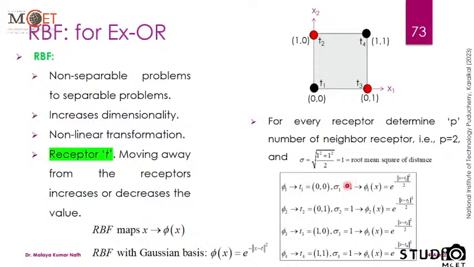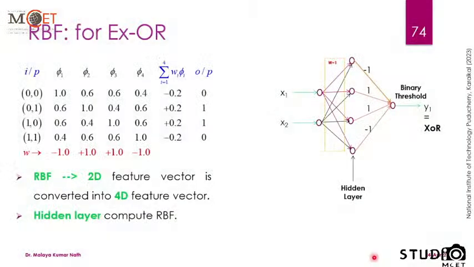For each receptor, I calculate phi 1(x), phi 2(x), phi 3(x), and phi 4(x). After computing phi 1(x) to phi 4(x), for each of the inputs 0, 0; 0, 1; 1, 0; and 1, 1, I will compute phi 1, phi 2, phi 3 and phi 4. That means for the input 0, 0, I compute the corresponding phi 1, phi 2, phi 3, and phi 4.